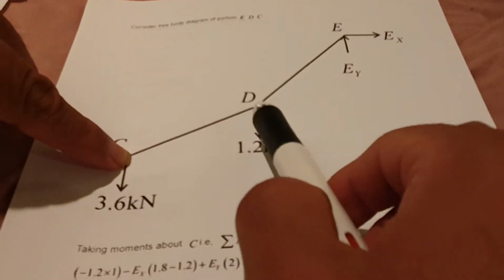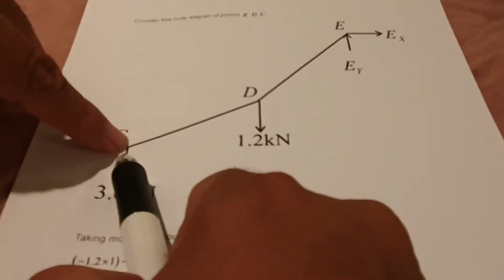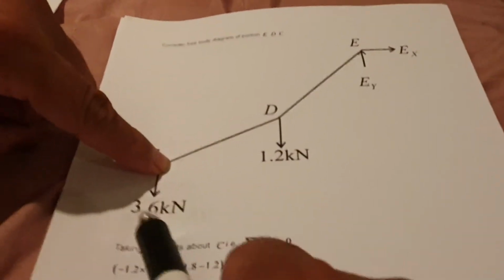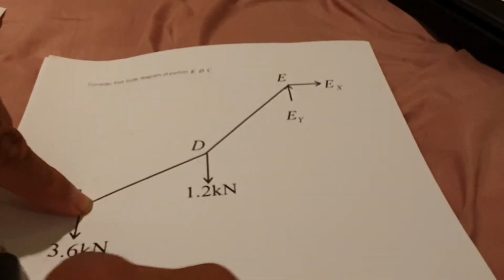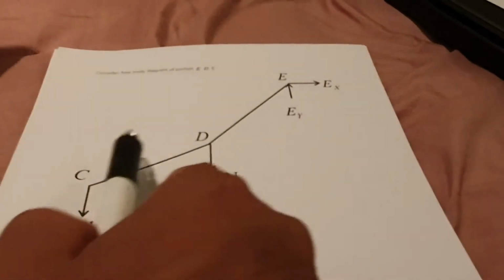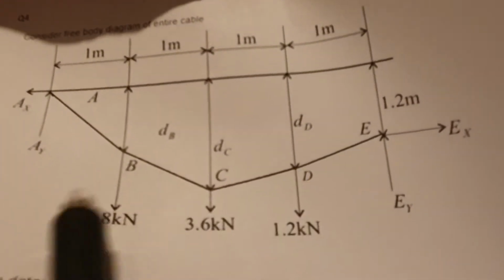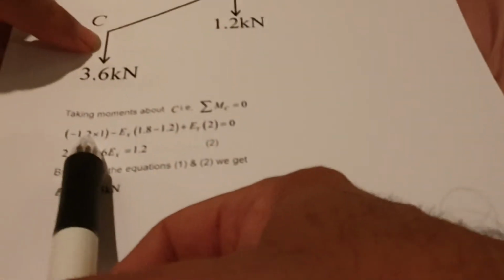Moment at point C will let this go. Of course, this force will go because this force is in the line of action of the moment. So this 3.6 will not count in the equation. 1.2 will go clockwise. 1.2 times the distance. Remember the distance between D and C? Between D and C, it's 1 meter, the perpendicular distance. So, minus 1.2 times 1.